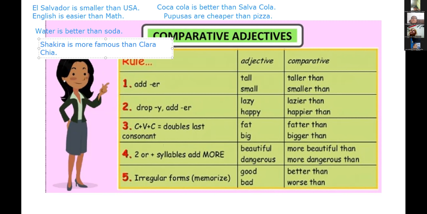All right. Okay, two or more syllables or long adjectives, we add more. More beautiful than, more dangerous than. And we have some irregular forms like good, better than. Bad, worse. Okay? Esas son las que hay que aprenderse. Better than and worse than. Let's dejar eso así rapidito porque está en la sección 3 y es para que lo puedan hacer.